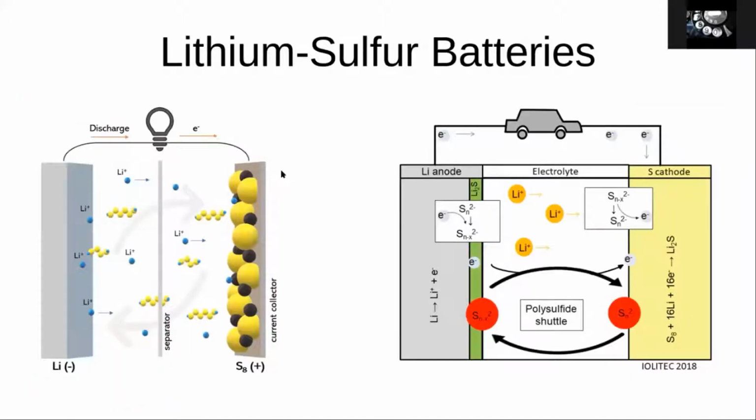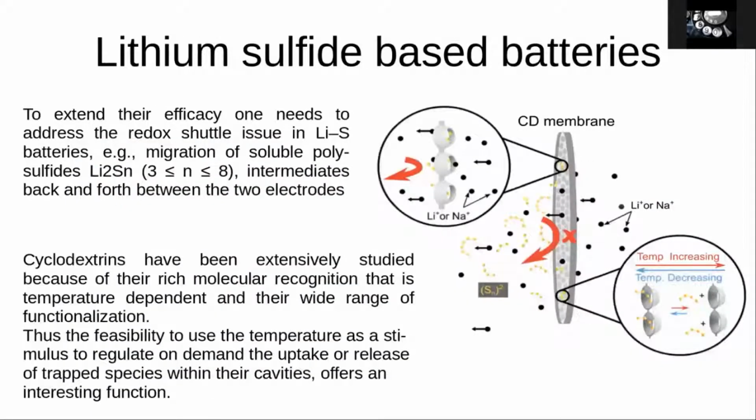One issue to be addressed is the redox shuttle, the migration of soluble polysulfides between the two electrodes. Cyclodextrin trapping properties are being explored by placing them in the membranes of sulfur-based electrodes. Up to now, existing analytical techniques do not allow to detect and sequence at the single molecule level these parasitic redox species.